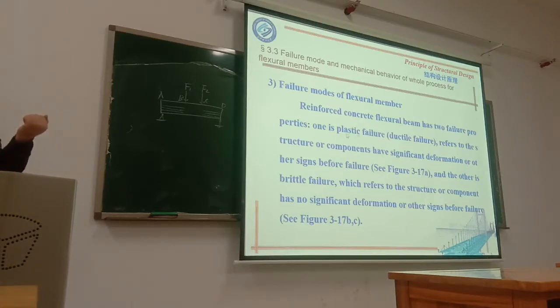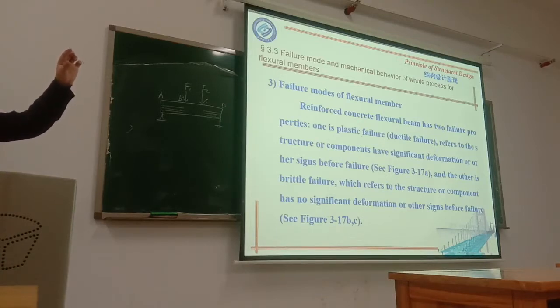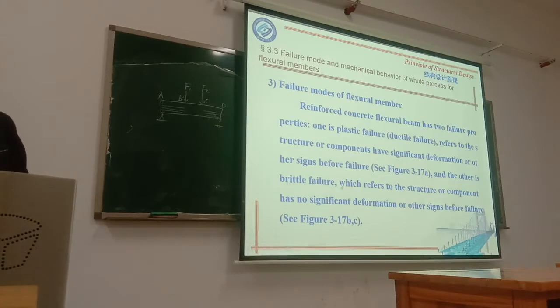So, which mode do you think is more dangerous, plastic failure or brittle failure? Brittle. Because when it's plastic, we can repair, but if it's brittle, it's sudden. Yeah, it happens suddenly. You have no time to react. For plastic failure, you can see the deformation increasing gradually, and you can do something to strengthen or repair. But for brittle failure, it just happens suddenly, with no time to do anything, so it's dangerous.